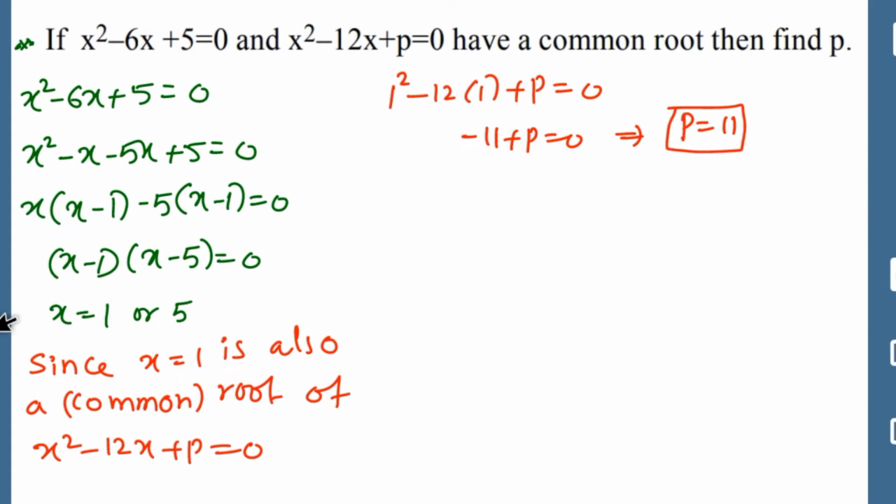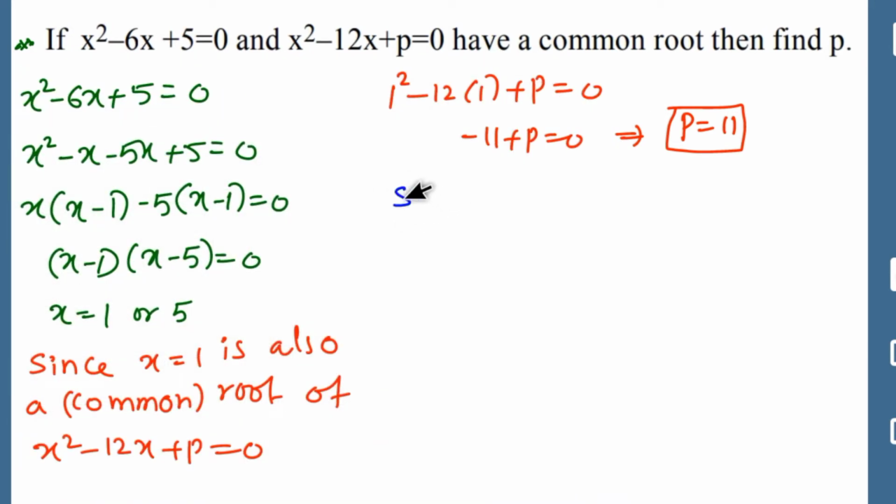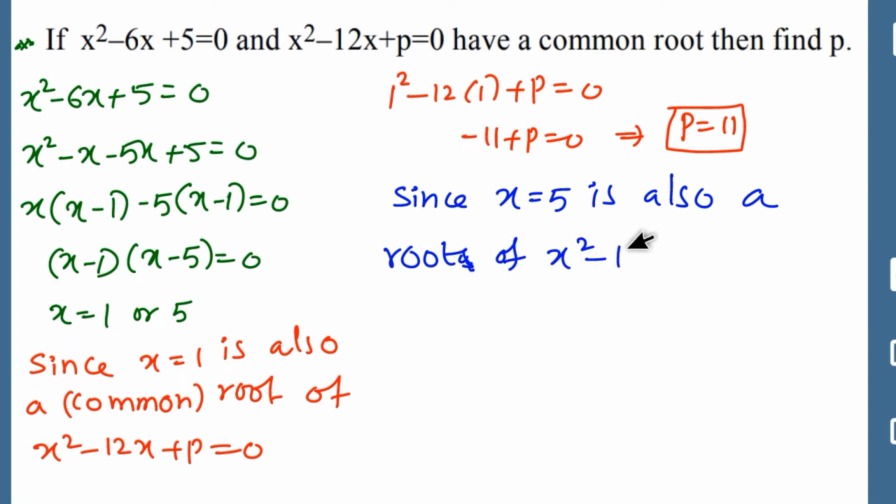Next one, 5. Next, since x equals to 5 is also a root of x square minus 12x plus p equals to 0. Why is it a root? Because it is a common root. If 5 is a root of the first equation, 5 is also a root of the second equation. So x equals 5 is a root of this equation. That's why x equals to 5 satisfies this equation. Substitute 5 in place of x.